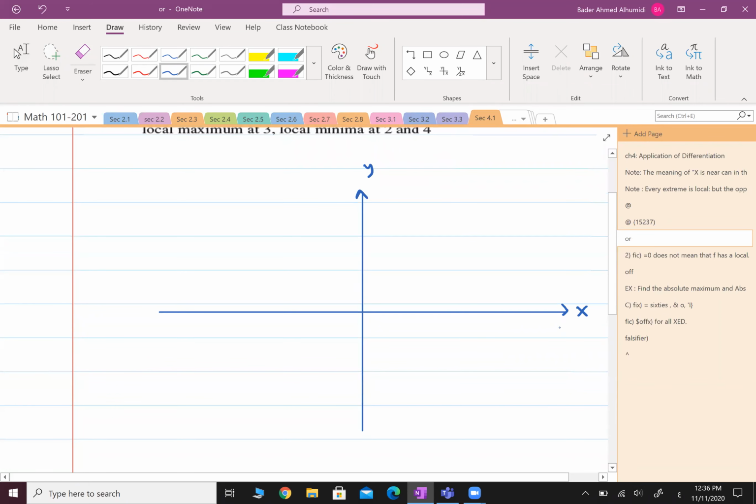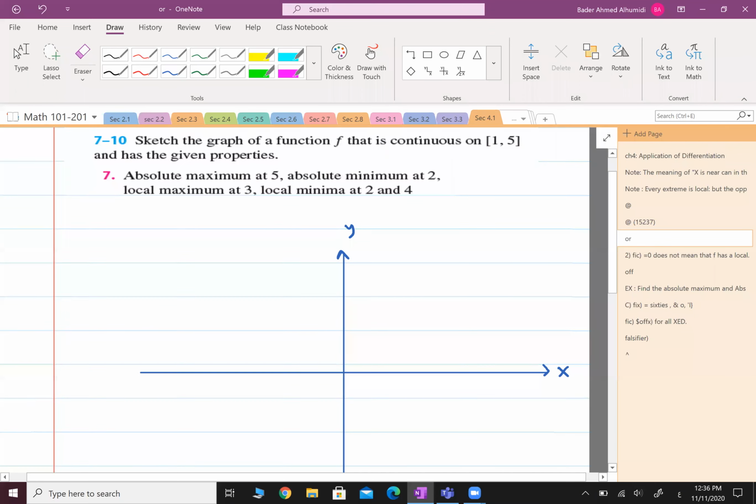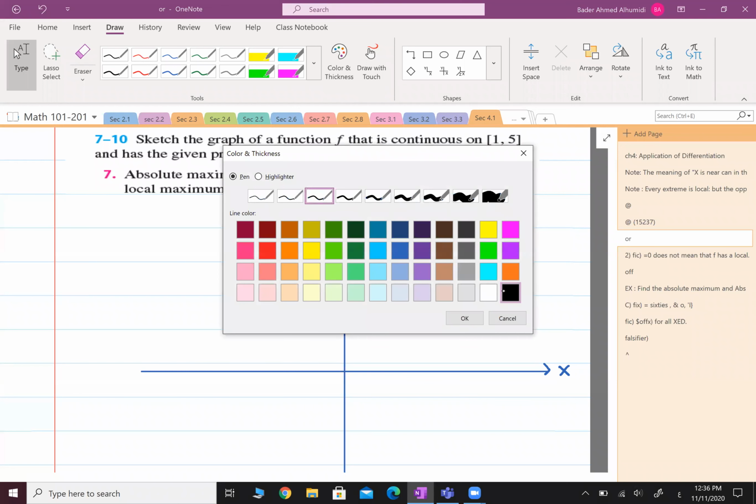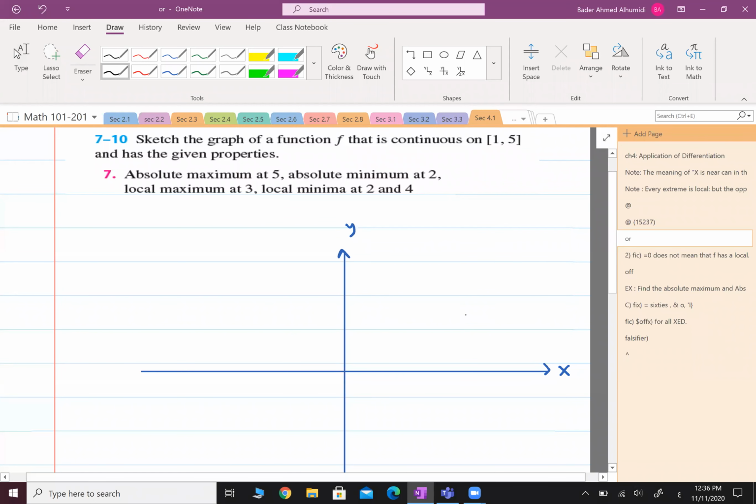What does it mean, absolute maximum at 5? It means at 5 we have the highest point, it must appear at 5, isn't it? So that is the meaning of absolute maximum at 5. Absolute minimum at 2. Let us mark these points: 1, 2, 3, 4, 5 for example. We need the highest point to be at 5. Well, let us say somewhere here. He did not specify the value, he said it is the highest point. And the absolute minimum at 2.